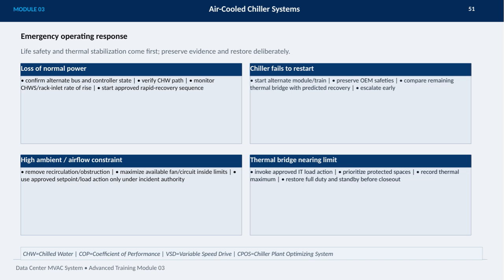If the chiller fails to restart, start an alternate module or train, preserve the original equipment manufacturer safeties, compare the remaining thermal bridge with the predicted recovery, and escalate the situation early if needed.